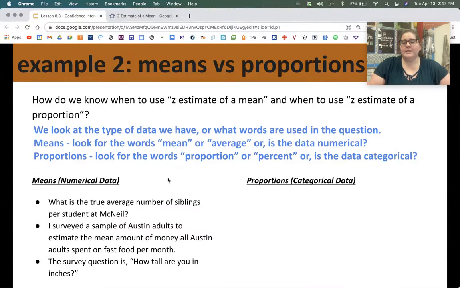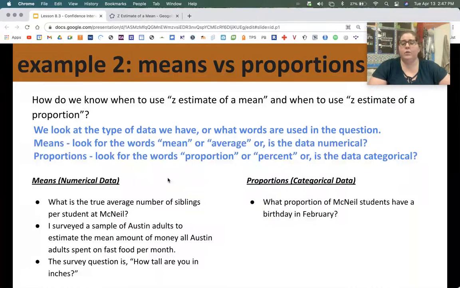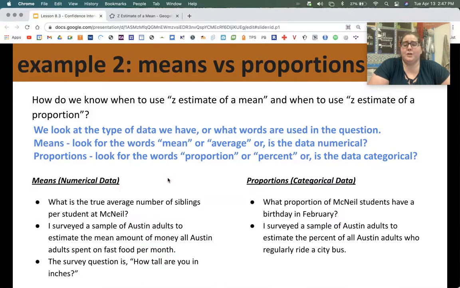Okay, for proportions data, one example, what proportion of McNeil students have a birthday in February? Okay, so proportion makes it super obvious I'm dealing with proportion, so I would choose the estimate of a proportion. Another example, I surveyed a sample of Austin adults to estimate the percent of all Austin adults who regularly ride a city bus. So percent, we're talking about the percentage of something. We know percentage is very similar to proportions, so I'm still going to use the estimate of a proportion.